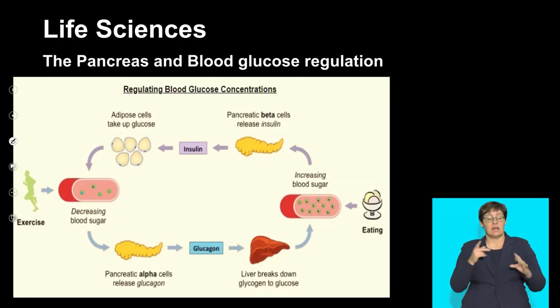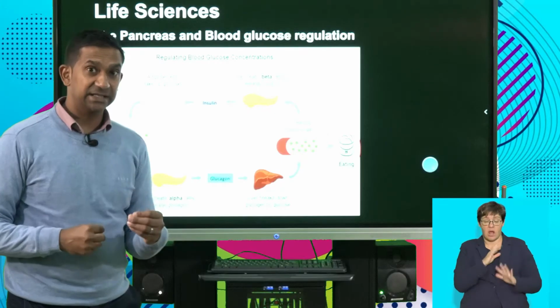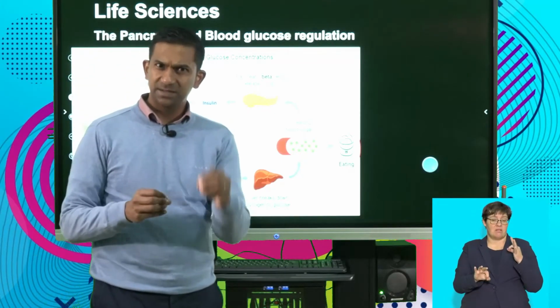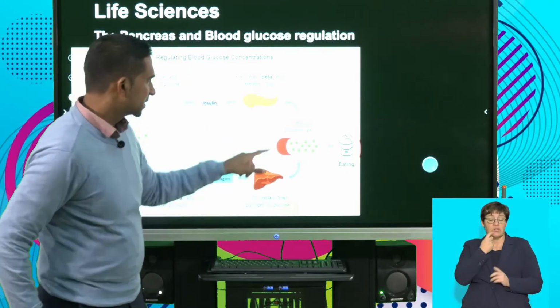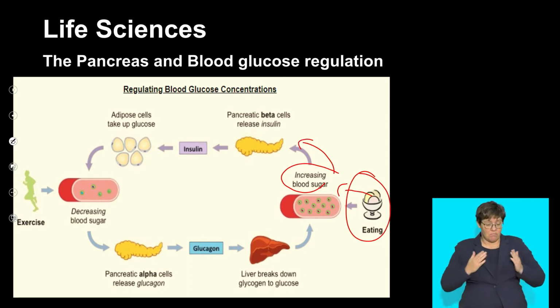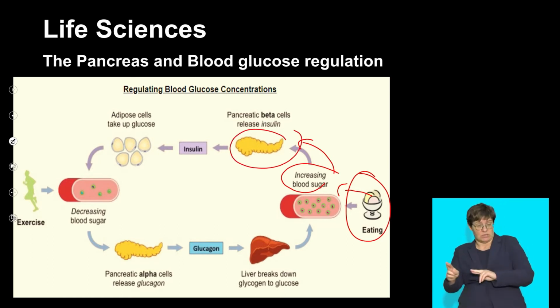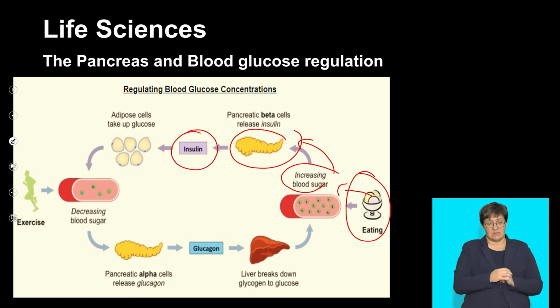So let's start off with what happens when we have a meal. When we have a meal, that meal will go through a process of chemical breakdown and mechanical breakdown to produce the simple molecules, in this case, sugar. The sugar levels will then increase in the bloodstream, causing an increase in the blood sugar levels throughout the body. Cells in the pancreas respond to that change by producing insulin.